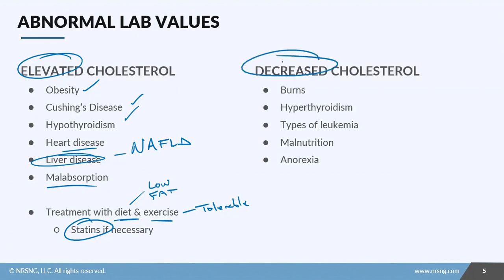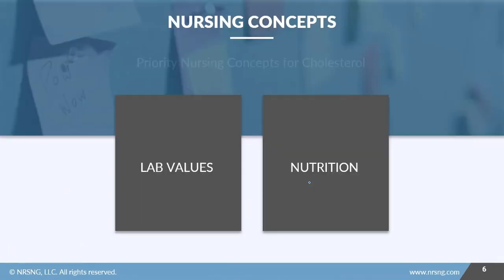With decreased cholesterol, you're going to see this in things like burns, hyperthyroidism, and different types of leukemia. Also, if your patient has some sort of malnutrition issue, so think overall malnutrition and access to healthy foods. The other one is if they have some sort of condition like anorexia. So for today's nursing concepts, when we're looking at cholesterol, we're looking at our lab values and also paying attention to our patient's nutrition status.